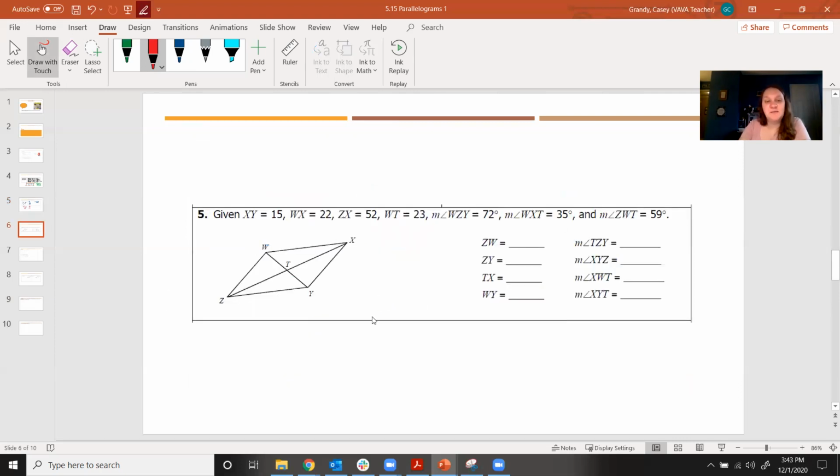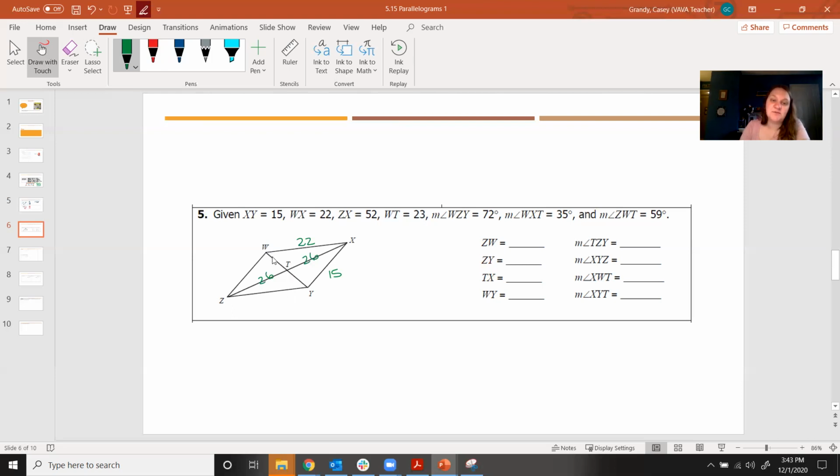Here's another parallelogram. Let's fill in all this missing stuff. Let's see, it says XY is 15, WX is 22, ZX, that's this whole thing, is 52. It's kind of challenging to mark ZX. So instead of marking ZX, what I do is I just mark each piece because I know that ZX is being cut in half. So half of 52 is 26. So this is 26 and that is 26.